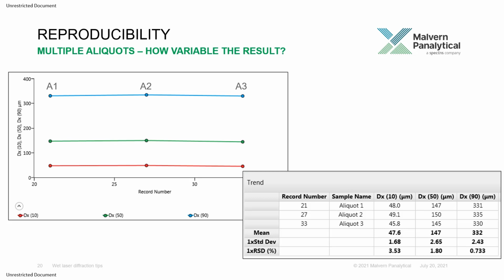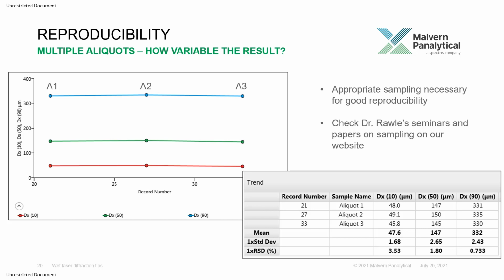Another consideration is reproducibility. How stable are the results if you use the same method on different aliquots of the same sample? Once the method has been optimized for stability and good repeatability is obtained, the only parameter that can influence reproducibility is sampling. Are you taking a representative sample from the original one? Check Dr. Rawls' papers and webinars on sampling to understand the concepts and improve your sampling.